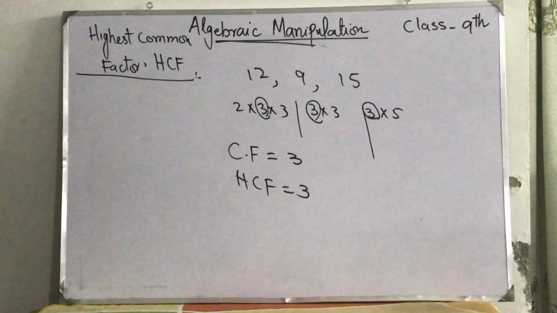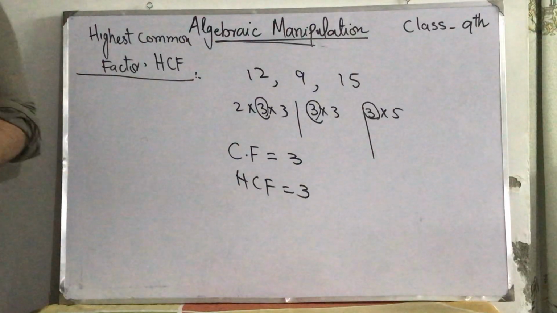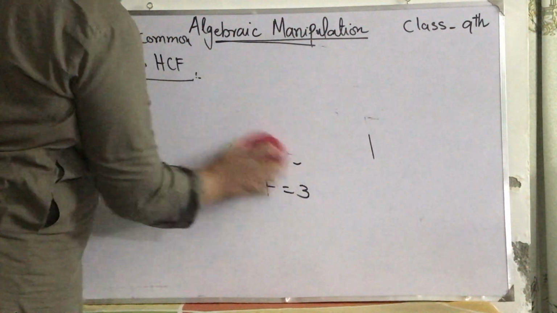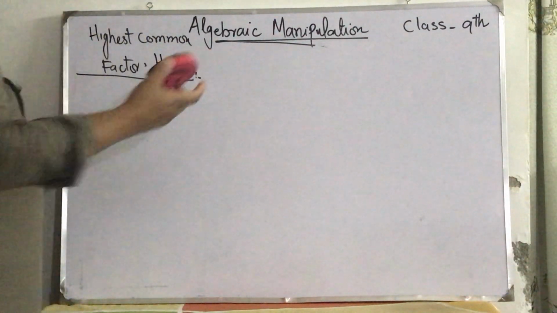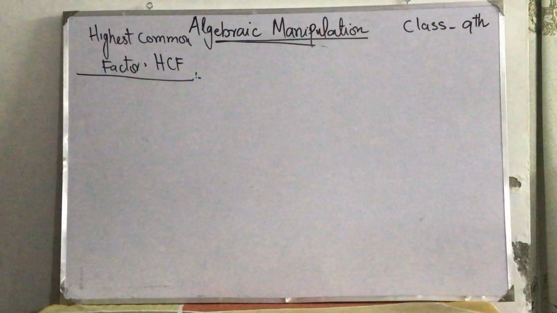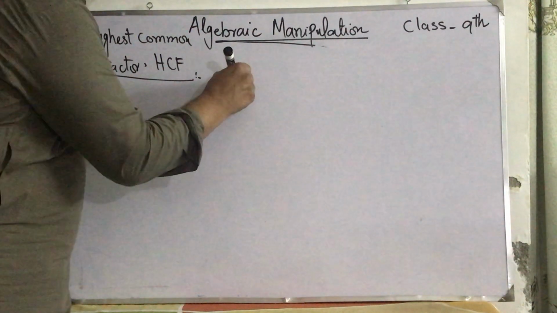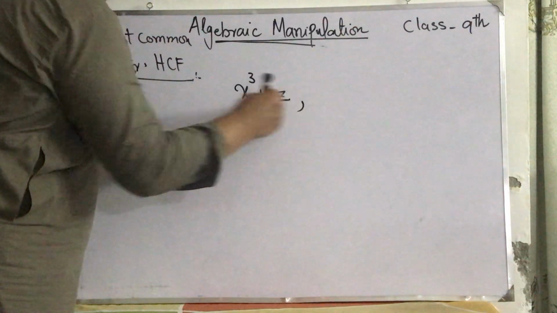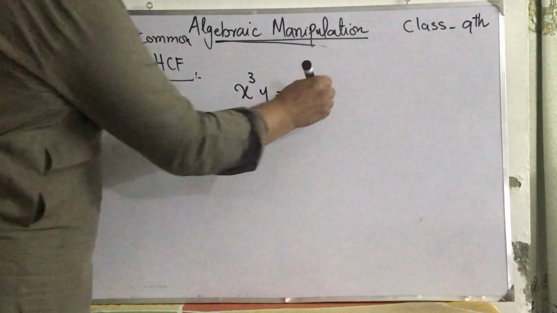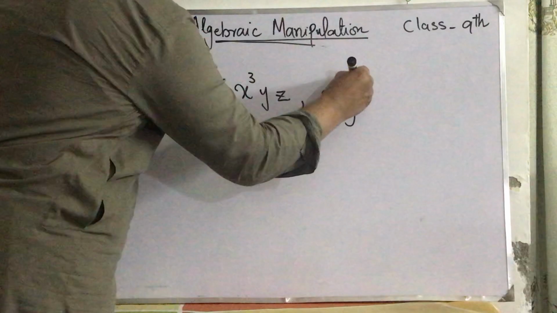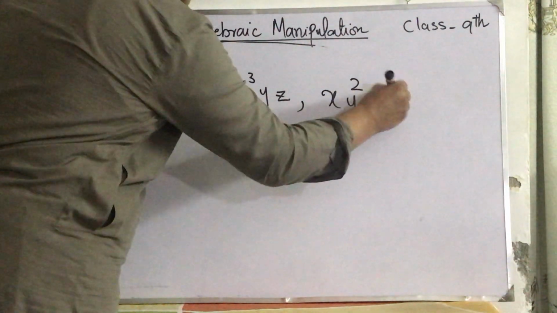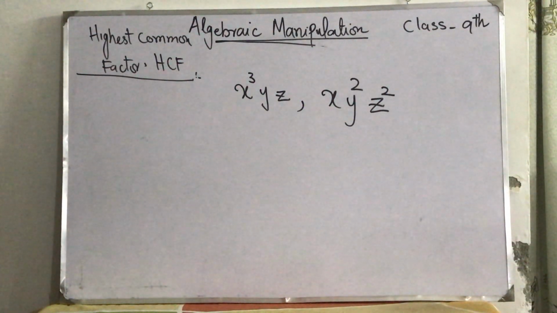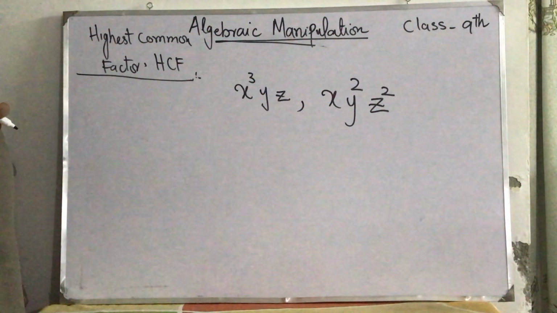Now similarly, when we use algebraic techniques, we do the same things. After this example, I'm going to write an example with two expressions. First of all, look at this one: x cubed y z. The second one is x y squared z squared. These are two algebraic expressions which I have written here.